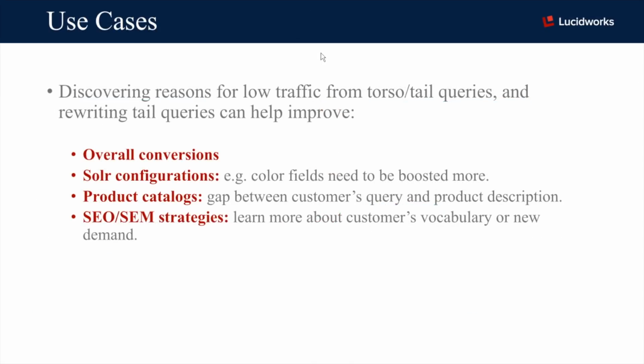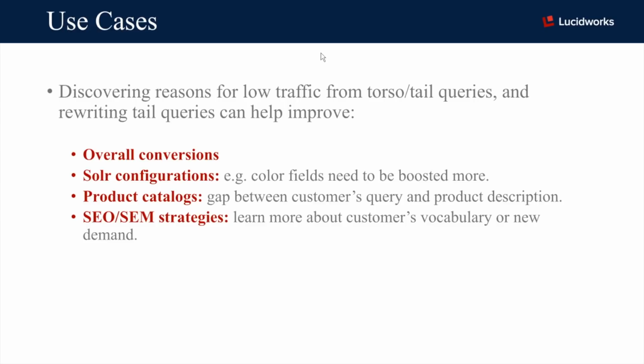In summary, using head and tail analysis, you can fix your torso and tail queries and increase your overall conversions. Figure out what things need to change in your Solr configuration. Also understand problems with your product catalog and learn things about the difference between how your customer describes things and how you do. And I think this is a better way to learn about customer vocabulary than the methods that rely on knowledge databases such as Wikipedia.